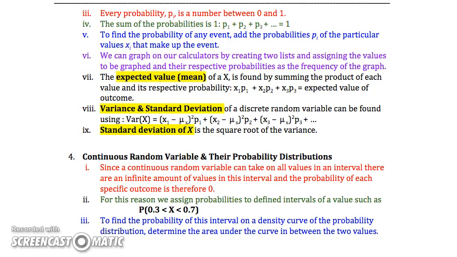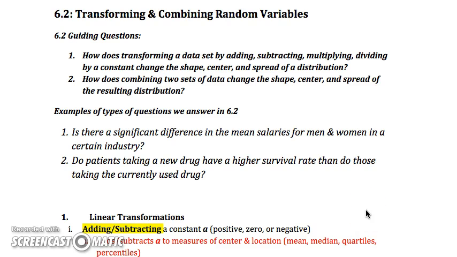Okay, in Chapter 6, Lesson 2, we look at transformations and combining random variables. So transforming is much like we talked about in Chapter 2, where we add, subtract, multiply, or divide by a constant, and it's very similar in that regard. And then combining two sets of data would be like playing 1 week and playing a second week, and finding the expected value of those 2 weeks, or finding the standard deviation of those 2 weeks.